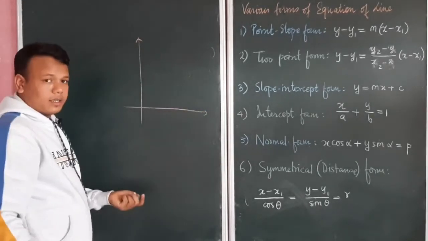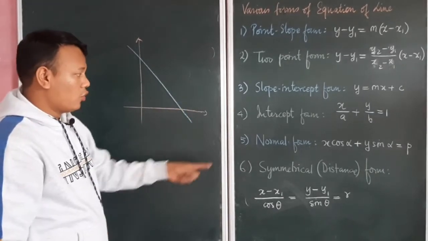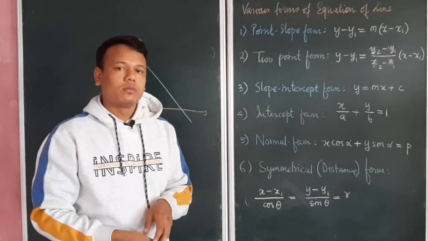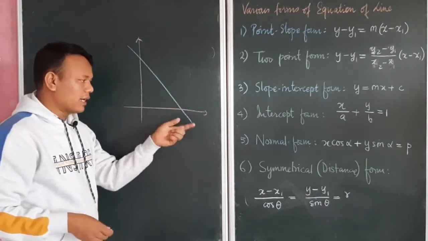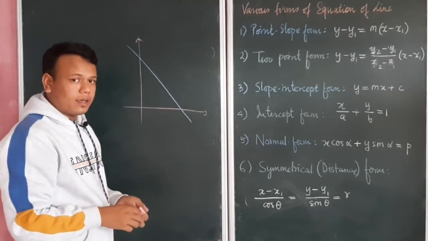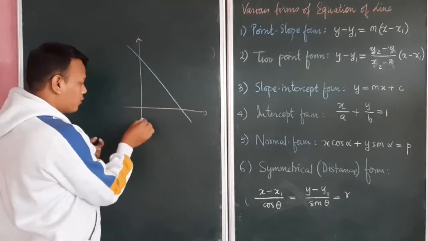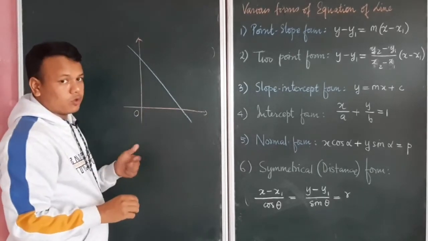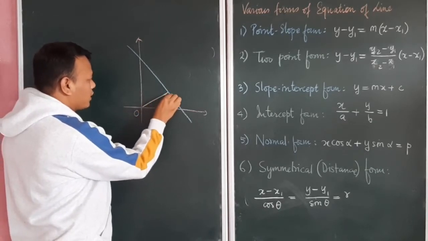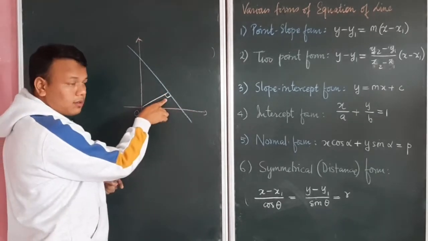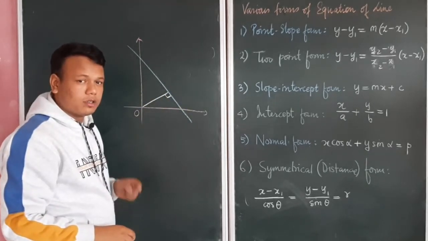So let me take again, this is my line. Normal. Now all of you know that normal is nothing but perpendicular, isn't it? So basically to this particular blue line, I am going to draw a perpendicular from the origin. So this is my perpendicular, as you can see. This sign means that this line is perpendicular to this blue line.